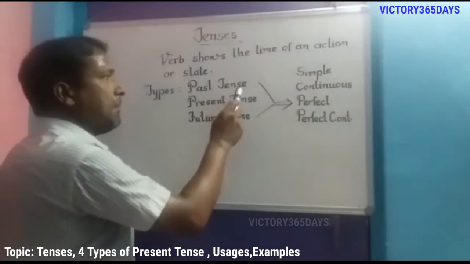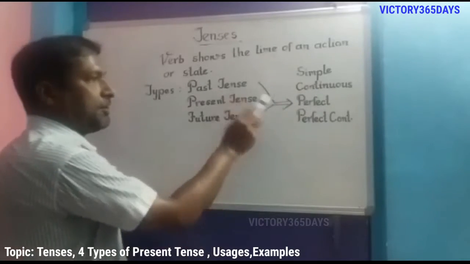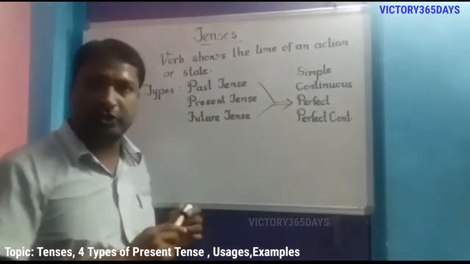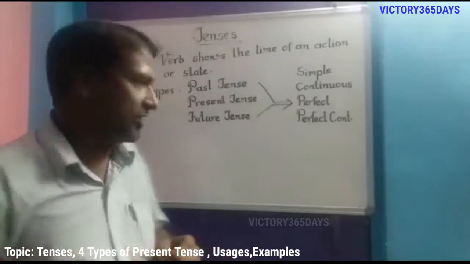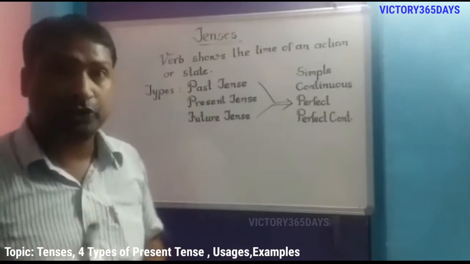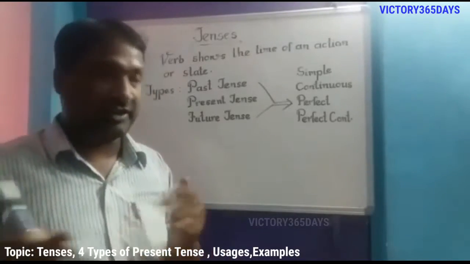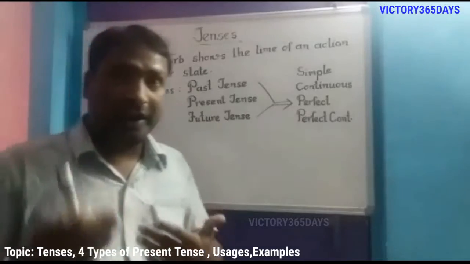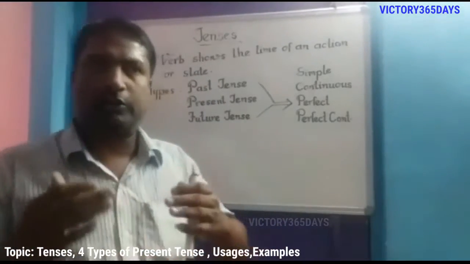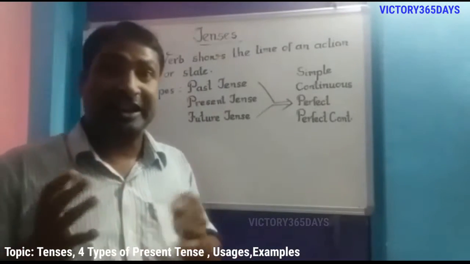So you can say past: simple past, past continuous, past perfect, past perfect continuous. Similarly present: simple present, present continuous, present perfect, present perfect continuous. Next, simple future, future continuous, future perfect, future perfect continuous. These four categories divide the three tenses. Now we'll discuss simple present tense. Present tense has four different subtypes, and we will discuss these four in detail.